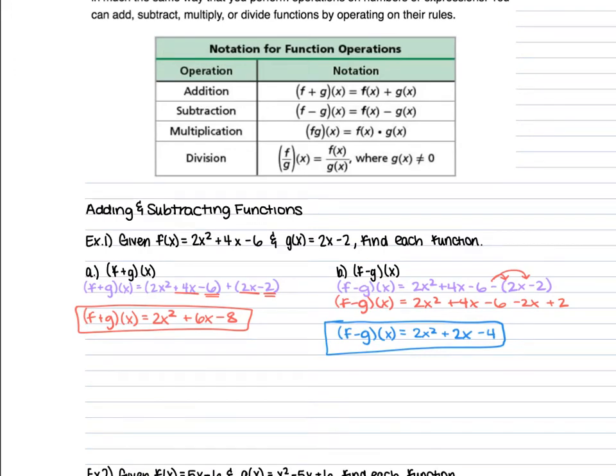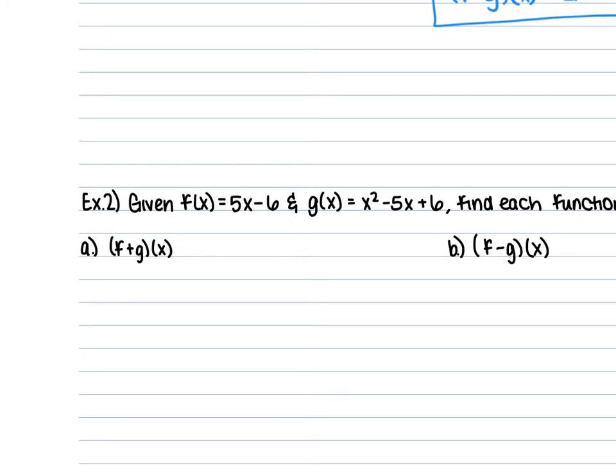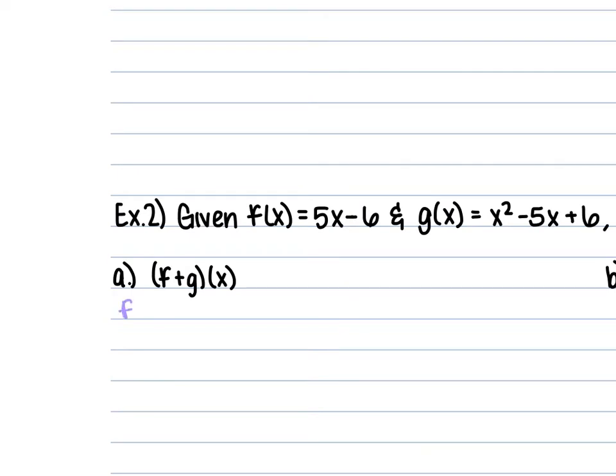For our next part, we are given that f of x is equal to 5x minus 6, and g of x is equal to x squared minus 5x plus 6. So first we want to find f plus g of x. So f plus g of x is equal to 5x minus 6 plus x squared minus 5x plus 6.